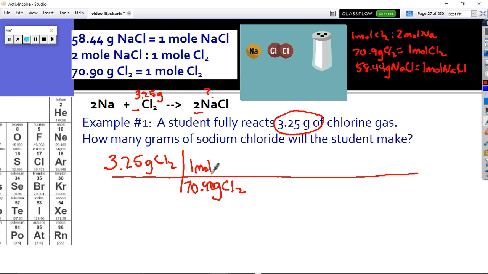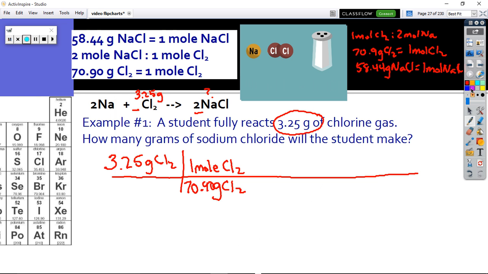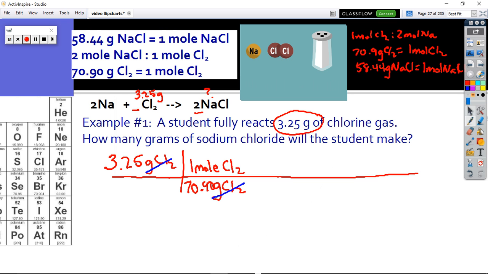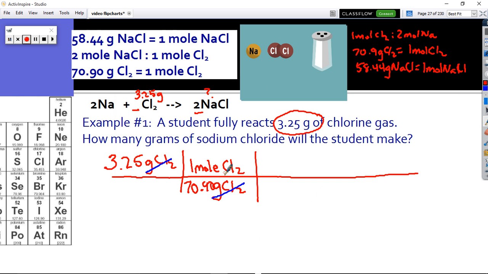Now at this point in time, you take a look and you say, is moles of chlorine what I want to know? Because right now I can cancel out my grams of chlorine. And the answer is no, I don't want moles of chlorine. I want to try to find out grams of sodium chloride. So I need to continue. Since I don't like this unit, I want to cancel it out. So that unit is going to go on the bottom of the next square.